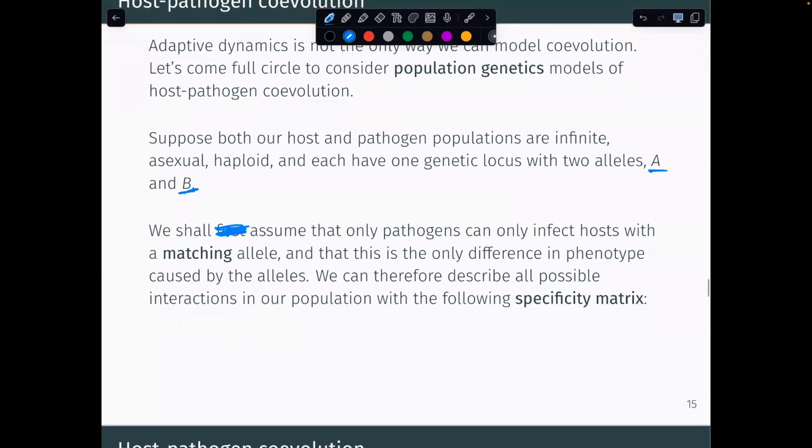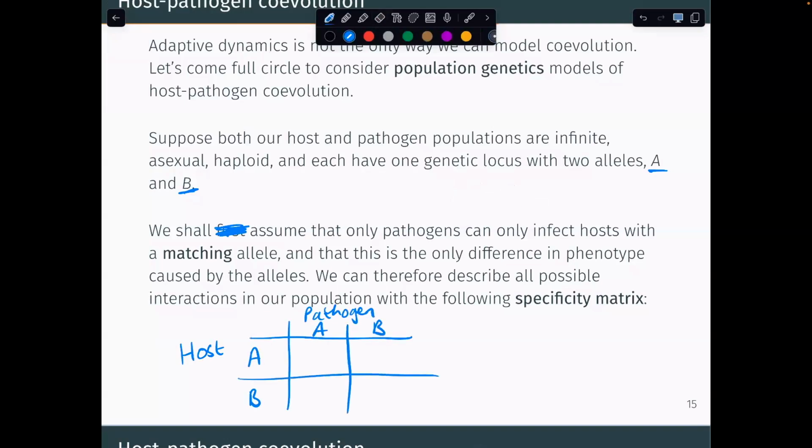So we can talk about this in terms of something called a specificity matrix. This is actually a discrete version of our function Q that we had before, right? So this was some continuous function of resistance and infectivity. We can kind of do a discretized version of this, which is a bit easier to look at. So we have a specificity matrix where we just write down our alleles in our host and our pathogen, so 2 alleles in each of them.